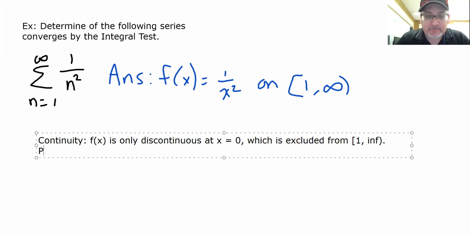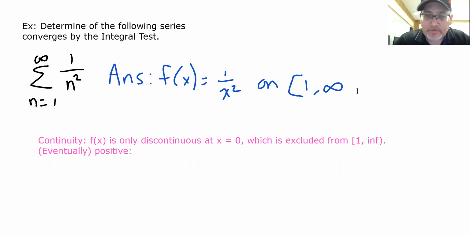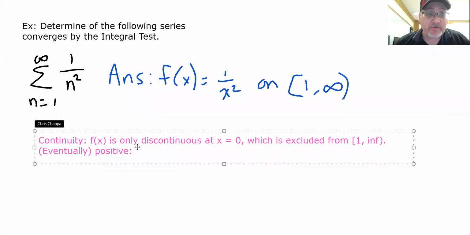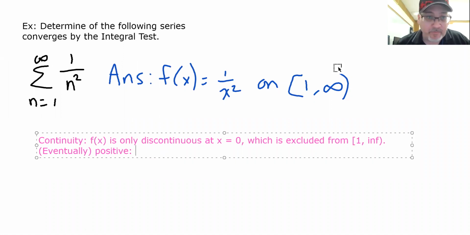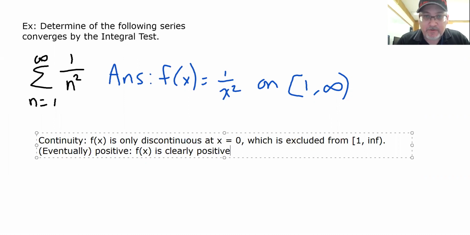As far as positive, well, I should say eventually positive, it should be pretty evident that it is. Our function has a 1 on top and an x squared on bottom, both of which are always positive. So it should be pretty evident that our function is not only eventually positive, it's always positive when it's defined. The only place it's not defined is 0, so we're okay. So we will say that f of x is clearly positive on 1 to infinity. So not a whole lot to look at there.